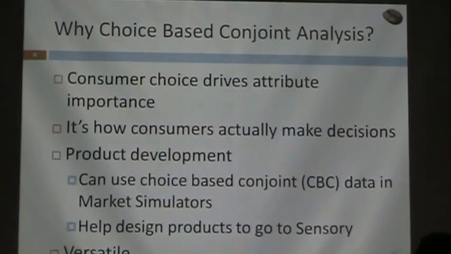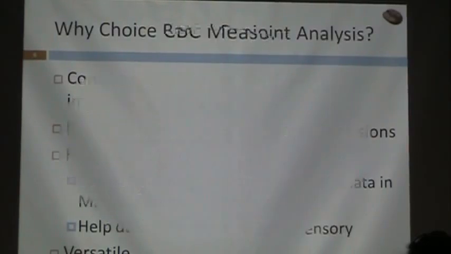And it's very versatile. You can use it for any product that has different attributes and different levels. This was something that was not originally for food scientists. It was originally a marketing technique for computers and cars and things like that. But we can use it for the food and beverage industry.